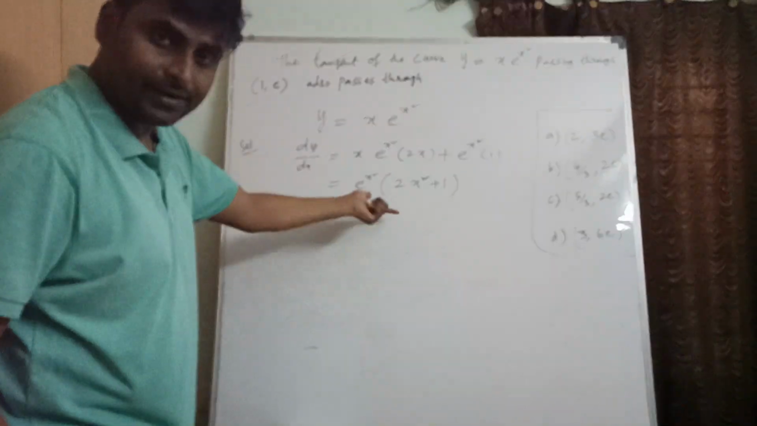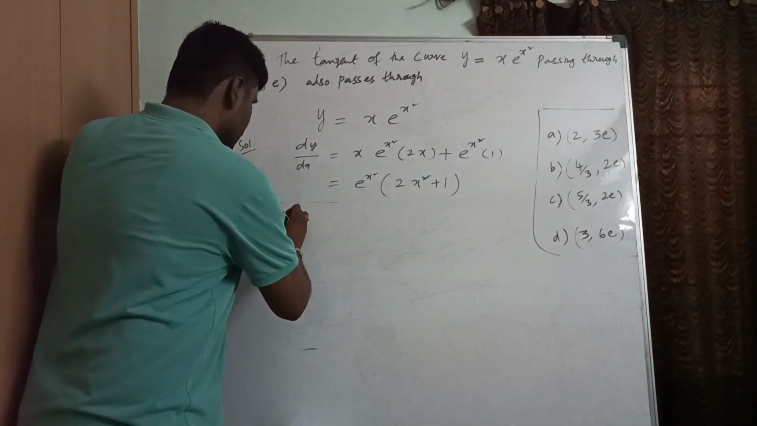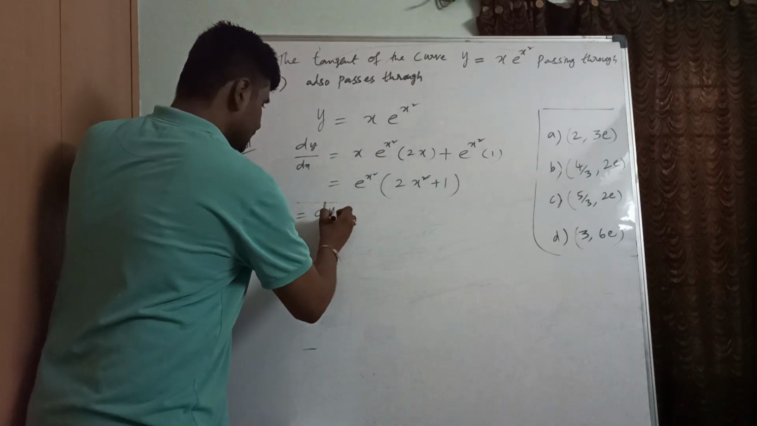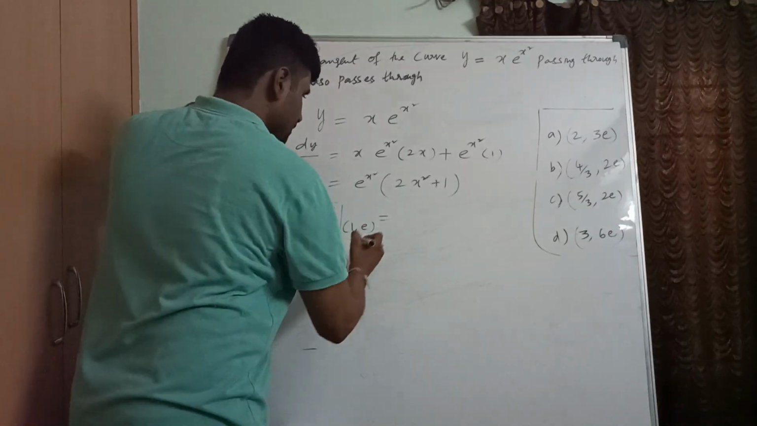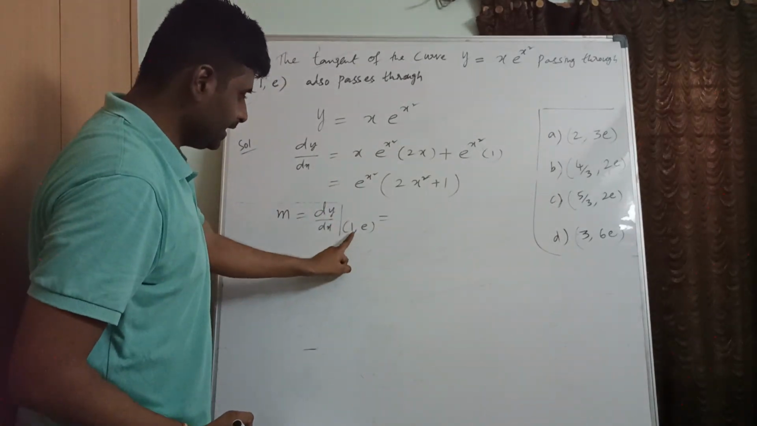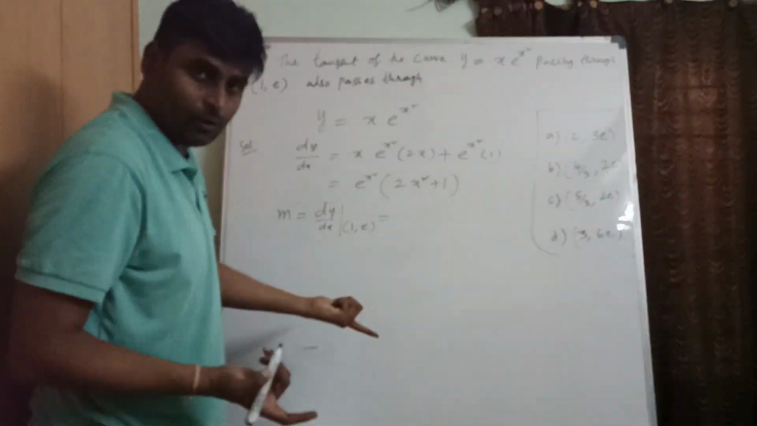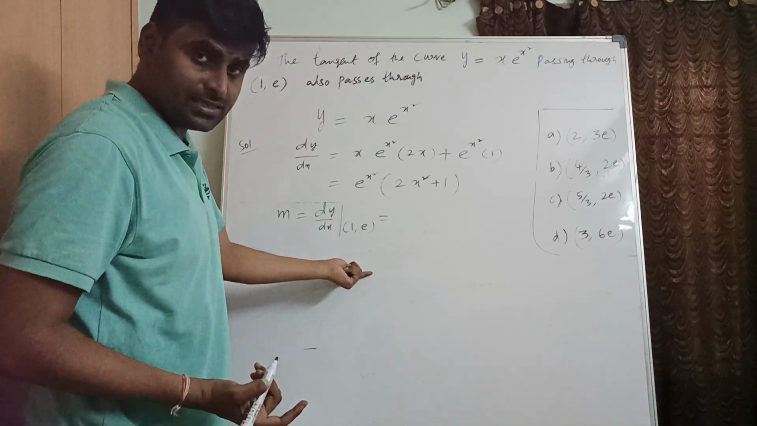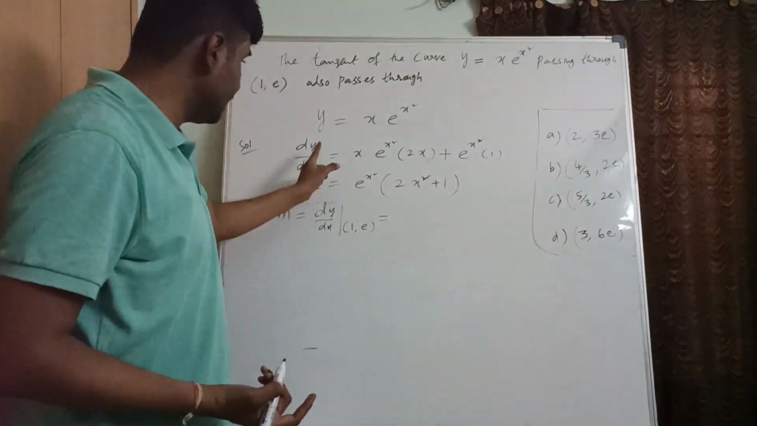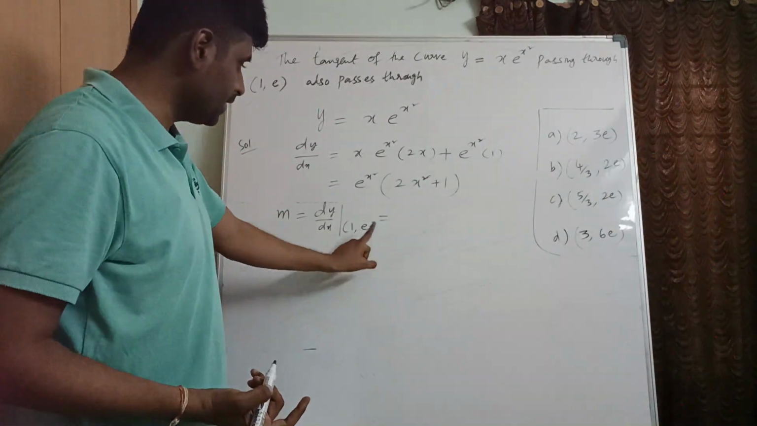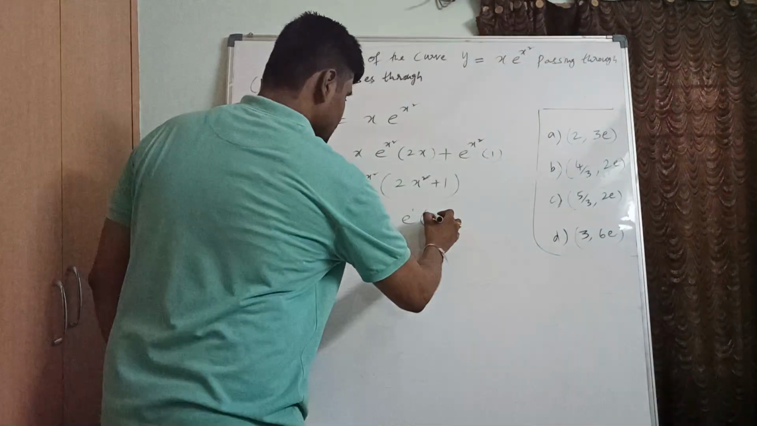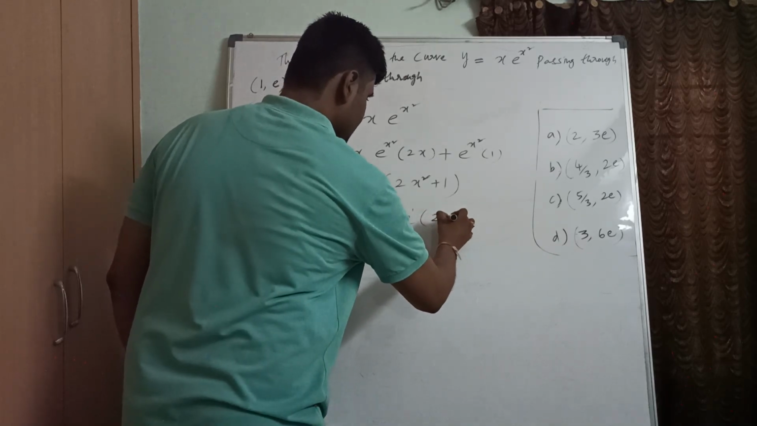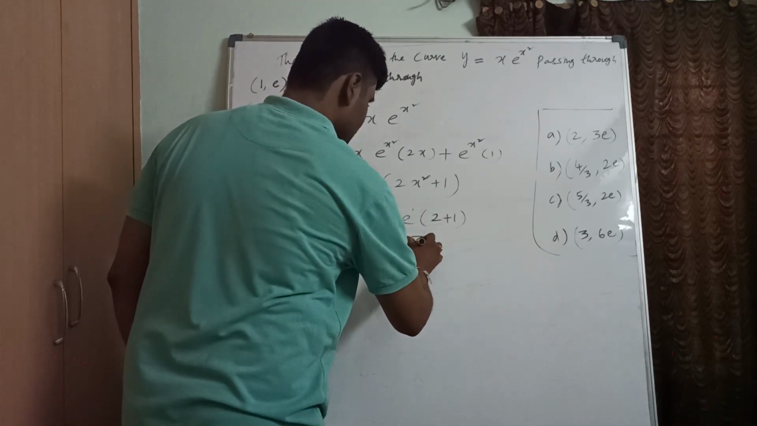Now substitute this point, and we will get the slope of tangent. The slope of tangent is obtained by substituting the point 1 comma e. In place of x, 1, in place of y, e. There is no y term obviously; in 99% of cases there will be no y, always the y equal to f of x form only. So substitute 1 there. E power 1 is e. 2 into 1 is 2, 2 plus 1 is 3. So finally we get the slope 3e.